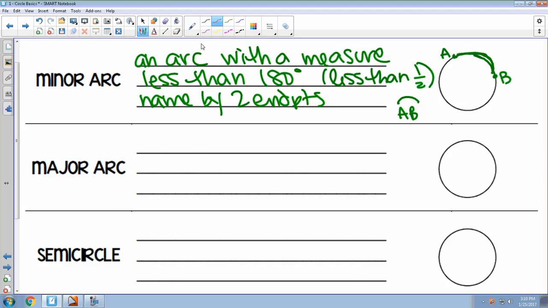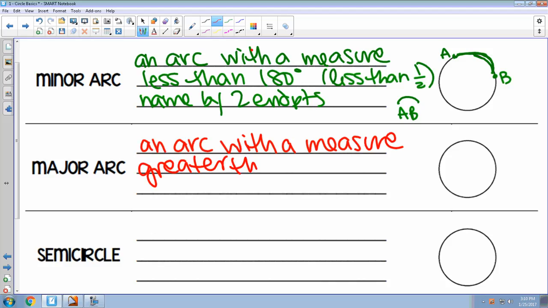Since a minor arc is an arc with less than 180 degrees, a major arc is an arc with a measure more than, so greater than 180 degrees. So more than half of your circle. Okay, so again, I'm going to kind of duplicate my A and B. Okay, the major arc here would be this half.